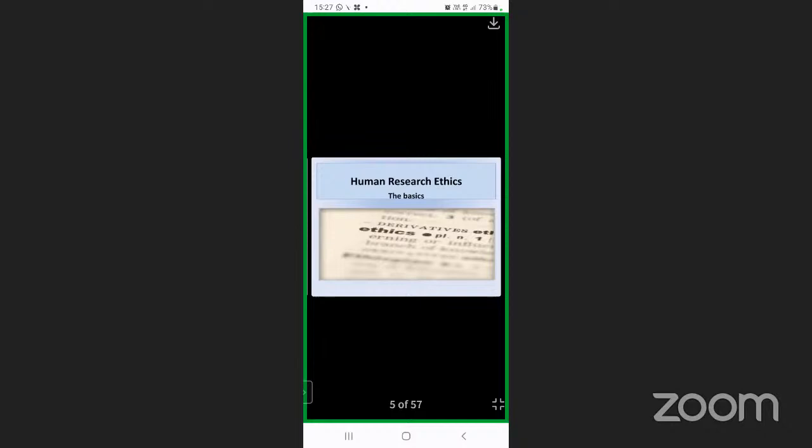So what should be the basics? The basics is that the human values must be considered, must be central, must be considerable.